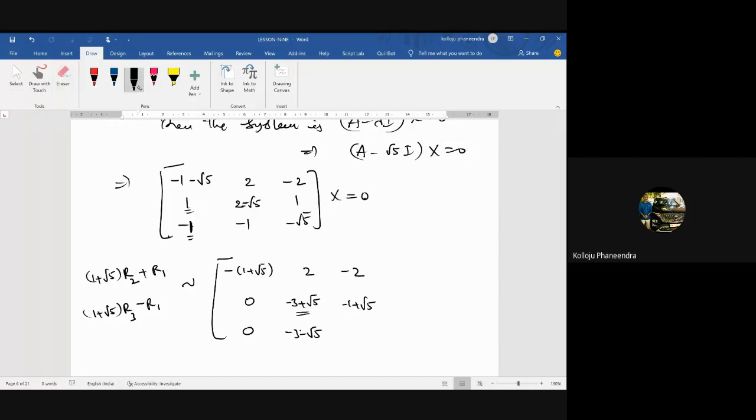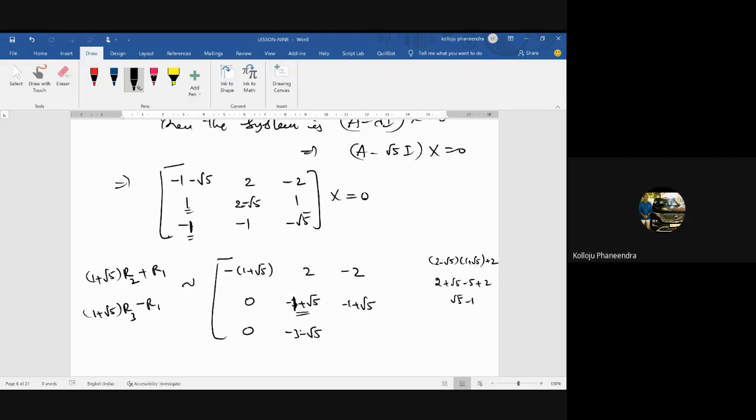This is 1 plus root 5, 2 minus root 5 into 1 plus root 5 plus R1. I did plus R1, which means plus 2. Okay, now this is 2 root 5 minus root 5 plus root 5, and this is minus 5 plus 2. So this is root 5 minus 1. This is minus 1. Next one. I think this is correct. Yeah, this is what I did.